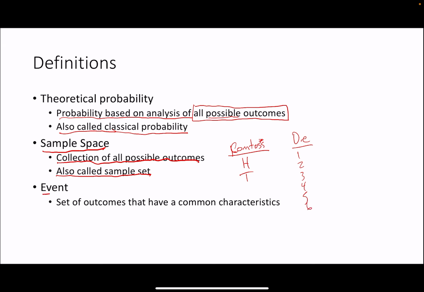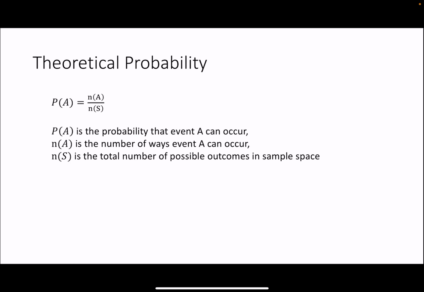And an event here is the set of outcomes that have a common characteristic, based on how we define it.